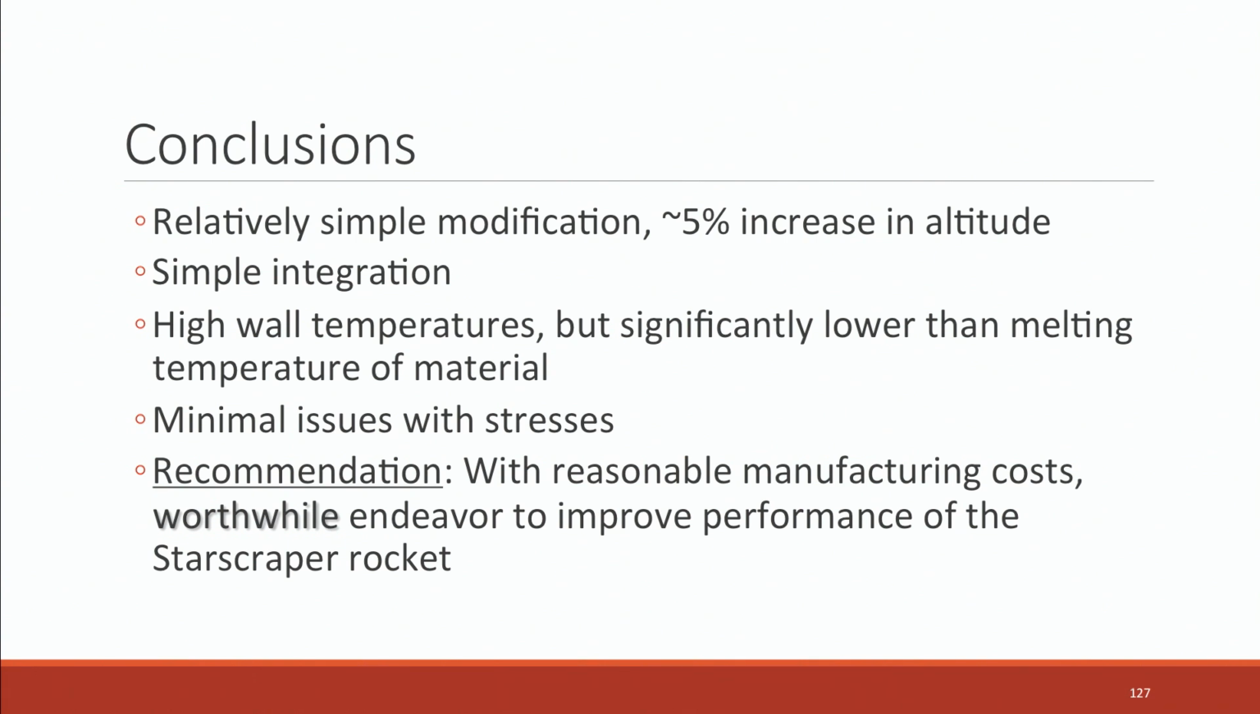So about a 5% increase on the baseline altitude from the original nozzle, and it integrates really easily with the current architecture. We found that with reasonable manufacturing costs, if you say it's a 5% increase in performance, take about 5% of the budget, so a couple, like $4,000 or $5,000, which we expect you could manufacture for that much. This would be a worthwhile endeavor for the team to implement on their rocket.